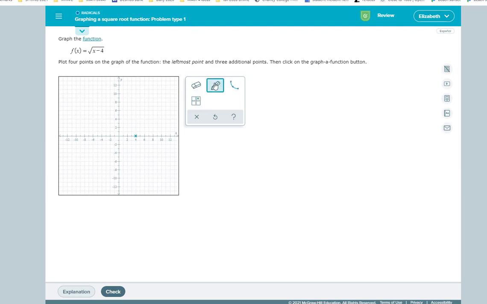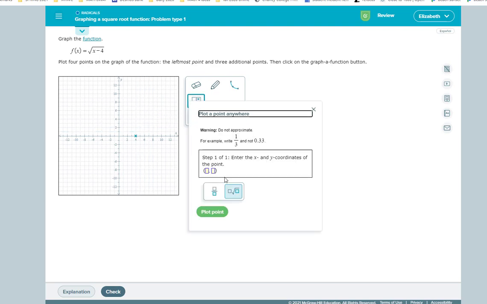So I could plot the point, x value of 5, y value of 1, or if you want to just put the coordinate in here, if x is 5, it outputs a 1. The square root of 1 is 1, and plot the point. Now I could plug in the next value that I see, which is 6, but 6 minus 4 is 2. It's not a perfect square. I need something that's going to make a perfect square.